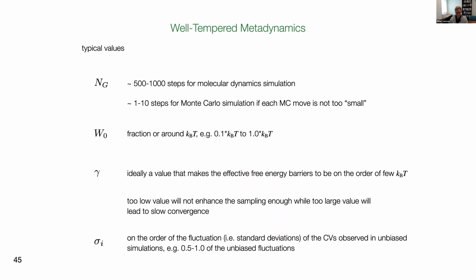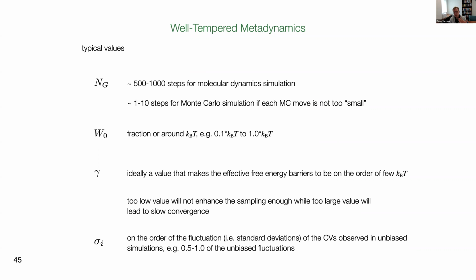So here I mentioned some typical values for these parameters. For how often we add Gaussians, maybe 500 to 1000 molecular dynamics steps. And then for the height, normally you would take a fraction of kBT, for example something like 1/10 of kBT to 1 kBT, or maybe half a kBT. Those are reasonable values. And then you would select the bias factor, ideally a value that makes the effective free energy barriers on the order of a few kBT.